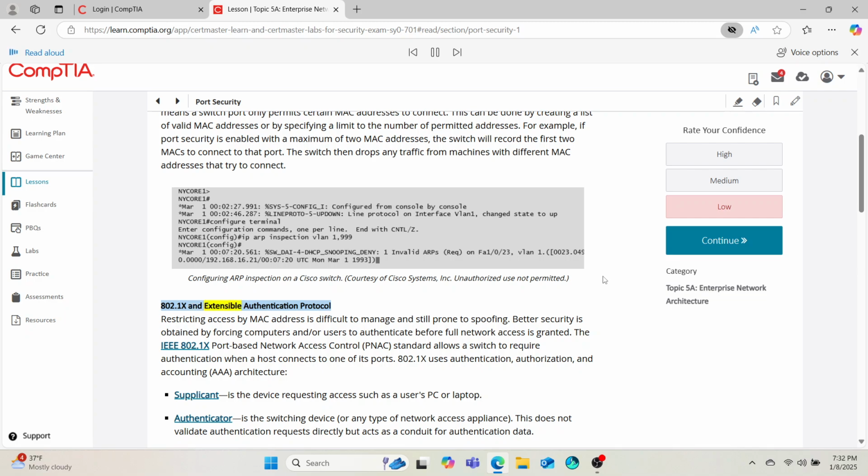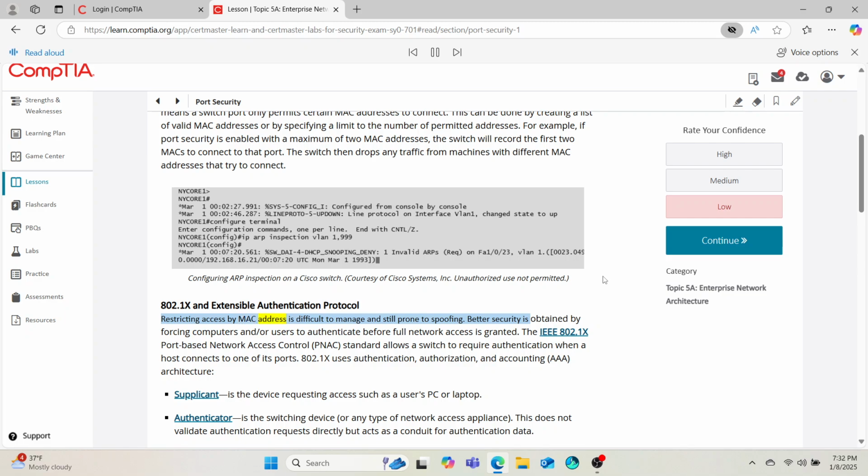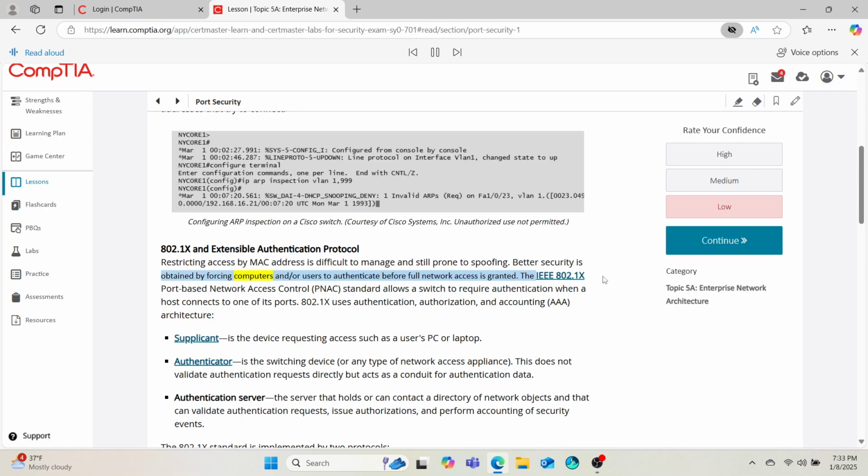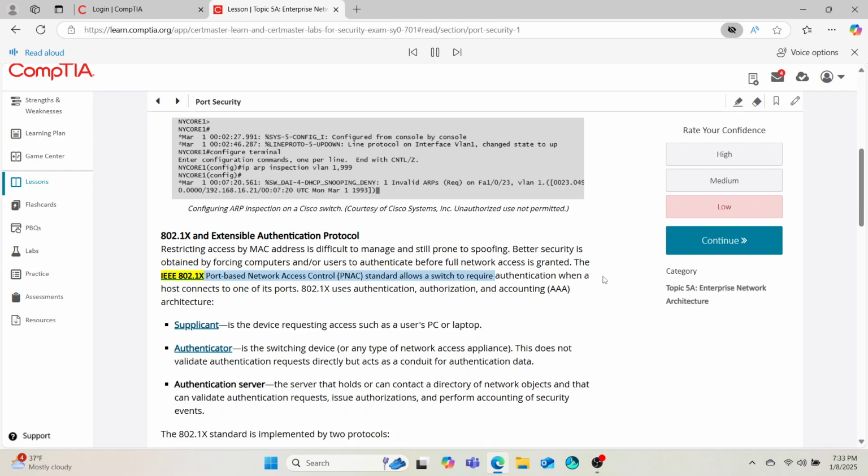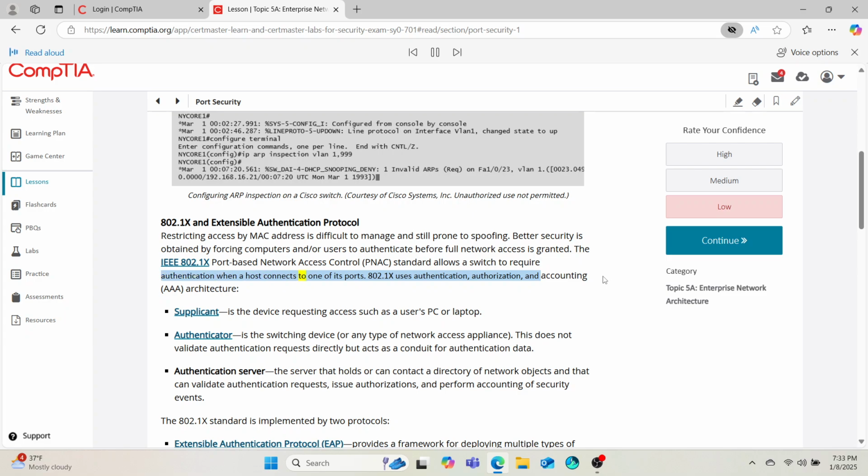802.1x and Extensible Authentication Protocol. Restricting access by MAC address is difficult to manage and still prone to spoofing. Better security is obtained by forcing computers and/or users to authenticate before full network access is granted. The IEEE 802.1x Port-Based Network Access Control (PNAC) standard allows a switch to require authentication when a host connects to one of its ports.